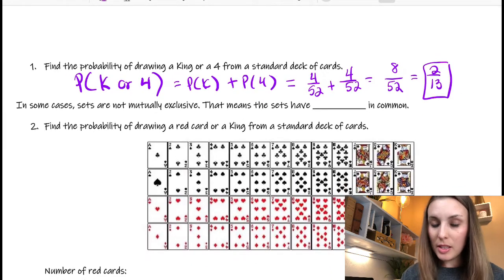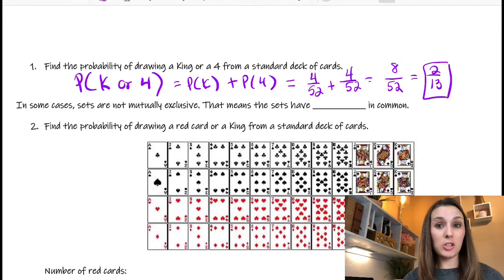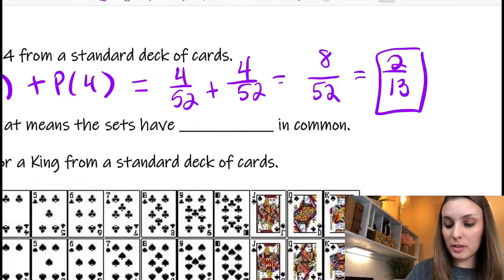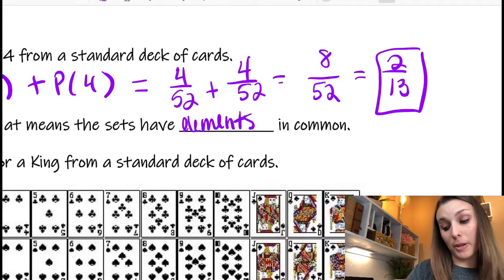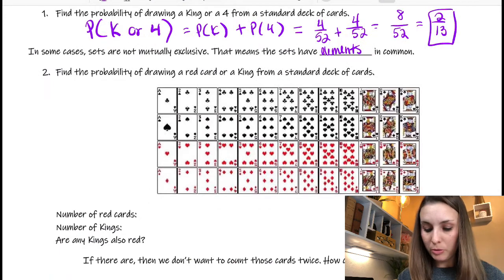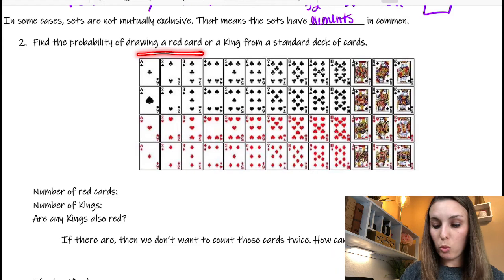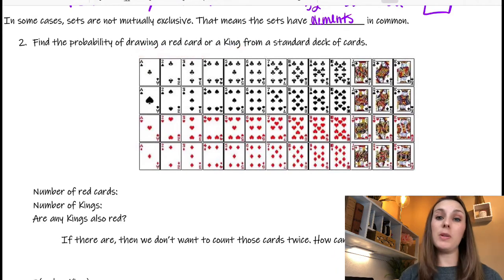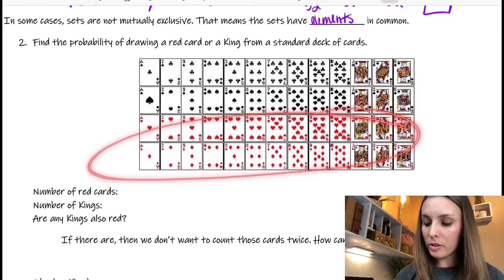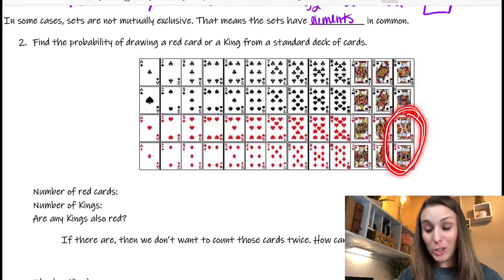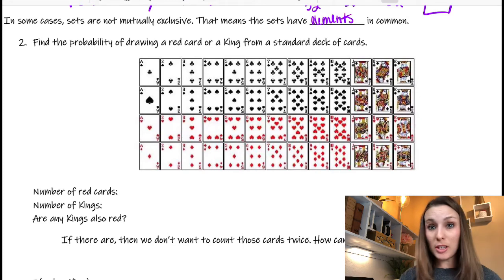In some cases, the sets are not mutually exclusive. That means that the two sets have elements in common. So for example, if we were to find the probability of drawing a red card or a king from a standard deck of cards, there is some overlap here. So let's look at the cards. Red cards or a king. Well, there's some overlap. So these are not mutually exclusive.